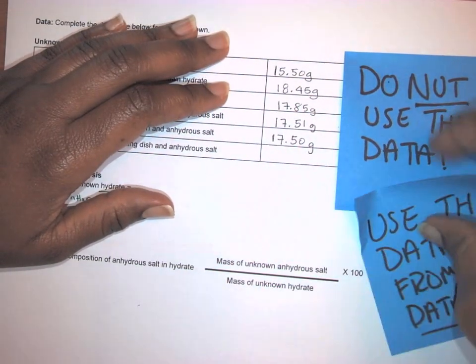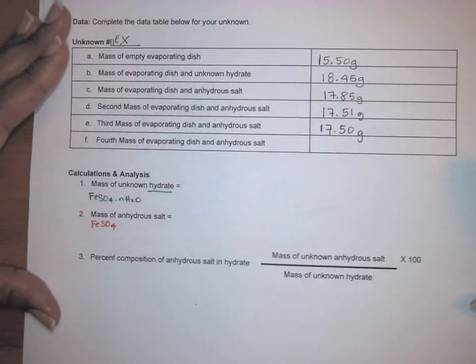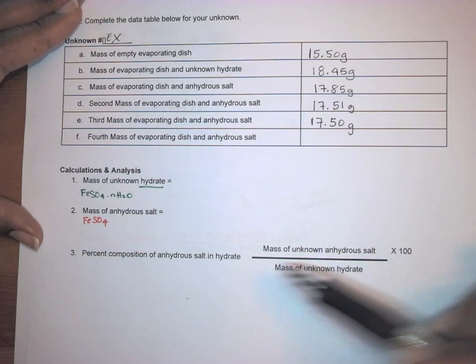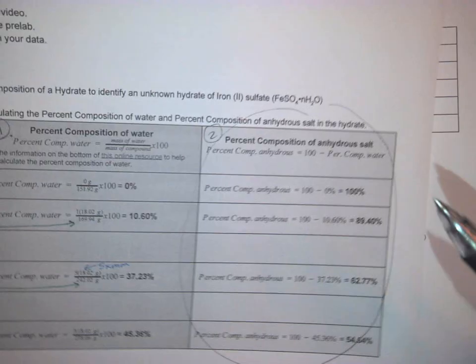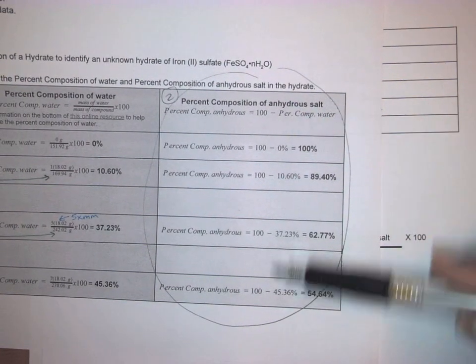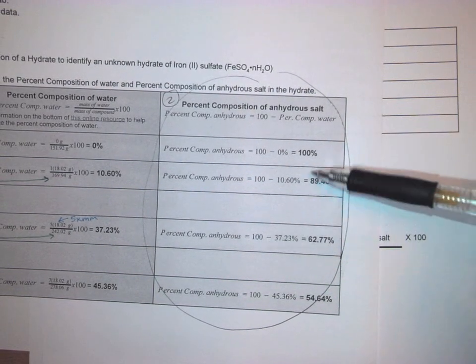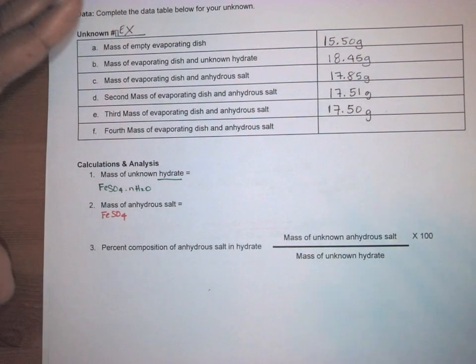All right. So now that we've gotten that clear, hopefully, we're going to talk about how we use this data to get this value. Remember, the importance of getting the percent composition of your anhydrous salt is so that you can go back to the pre-lab table and compare it to the percent composition of the anhydrous salts there to help you identify your unknown. You want to make sure that those numbers match. If you find a number that matches one of these values, then you scroll over and it tells you what your unknown is. Okay, so how do we do these calculations?